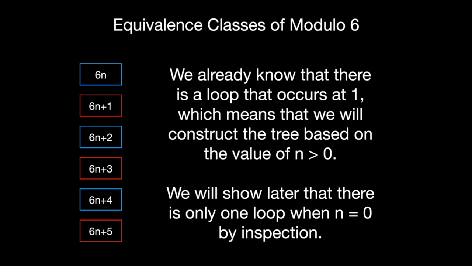So as a result, to get around that 1 that I know has a loop, I'm going to take n greater than 0. If n equals 0, you can see down the side here, this will be 0, 1, 2, 3, 4, 5. I'm going to do those by inspection later on. But I am going to look at n greater than 0. So if n was 1, it would be 6, 7, 8, 9, 10, 11. And if n equals 2, then 6n becomes 12. It keeps going on and on for all the integers that there are.